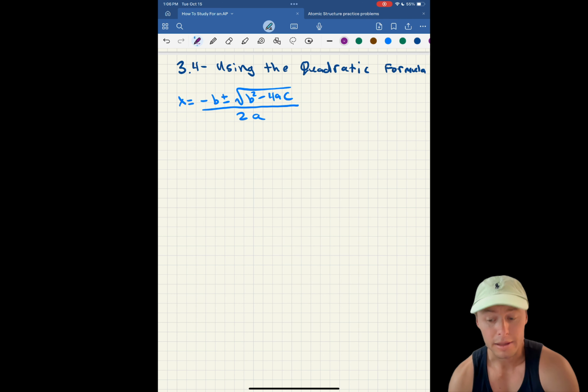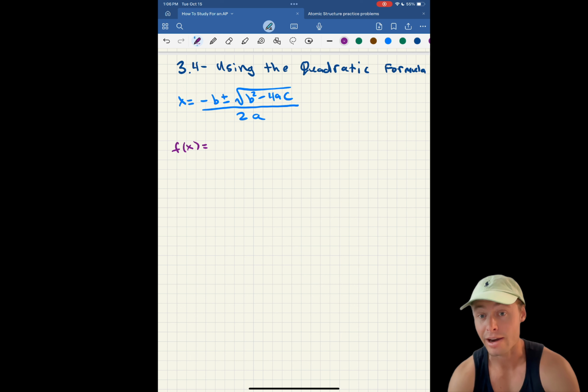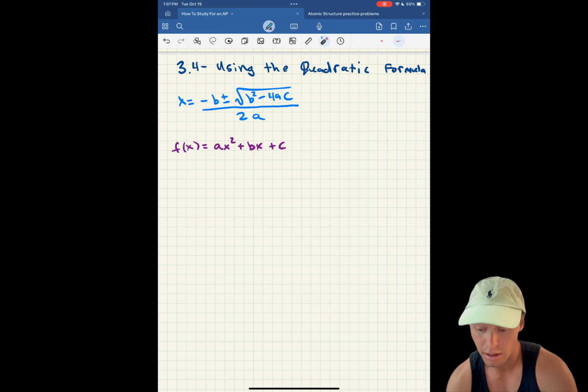The quadratic formula is used when you have a quadratic equation in standard form. And if you recall, standard form is ax squared plus bx plus c, where a is the coefficient on the x squared term, b is the coefficient on the x term, and c is the constant. Using the formula is as simple as taking whatever those numbers are and plugging them in where you see those variables in the formula.